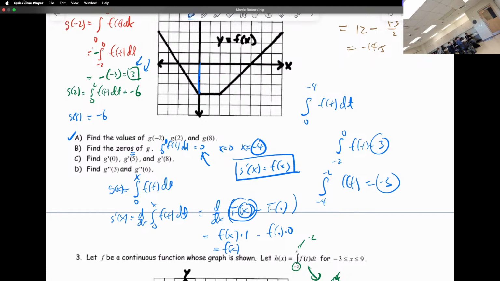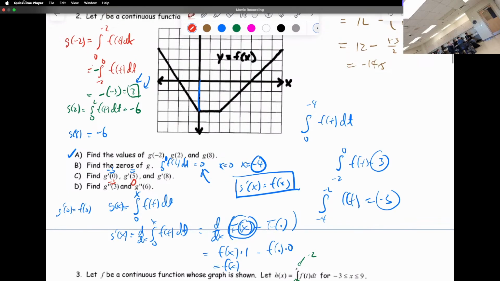So they can ask you, okay, well, that means G prime of 0 is as easy as f of 0. F of 0 is going to be -3, so this one is going to be -3. G prime of 5 is going to give you 0. Here, this is 0. This is -3. And then G prime of 8 is going to be 3. Now, what is G double prime?